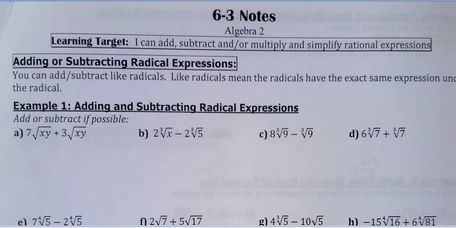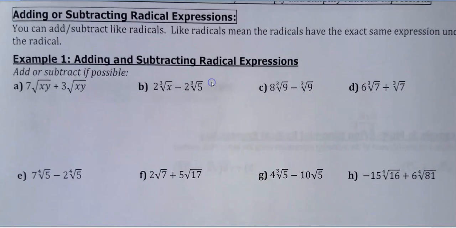The other thing to remember, you can't add a square root and a cube root together, or a cube root and a fourth root. They have to be the same type, exactly the same root, to be considered like radicals. All right, and I promise this is not hard. This is all you have to do.